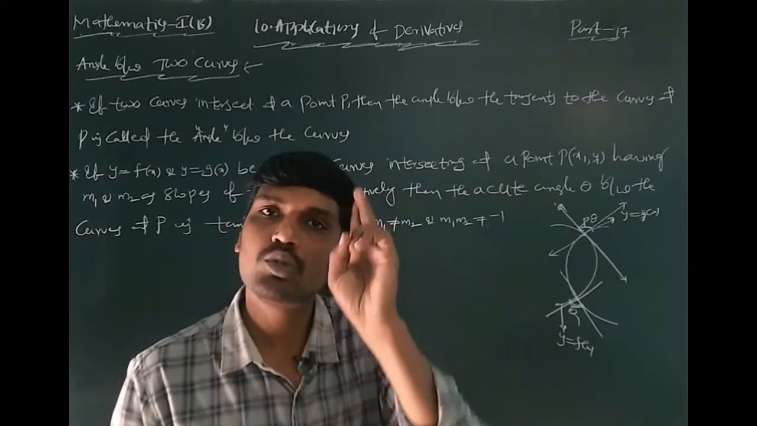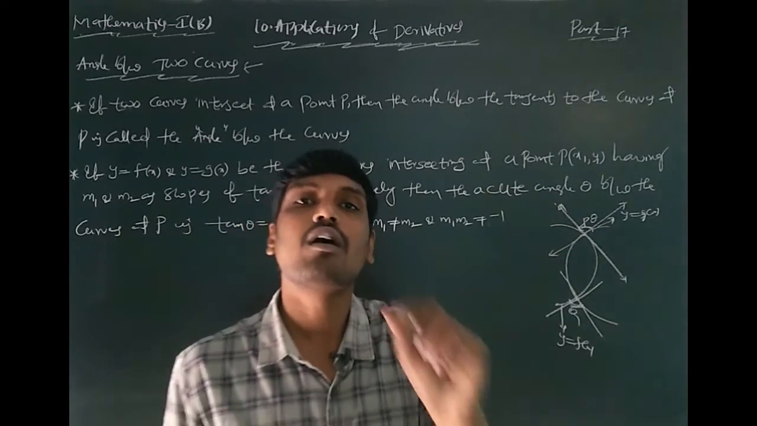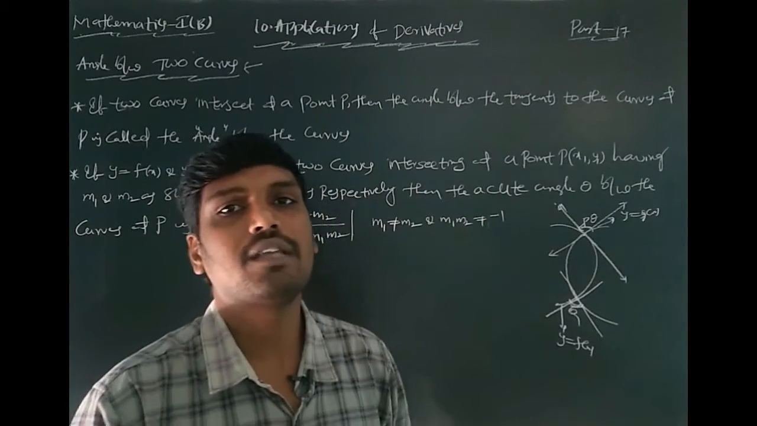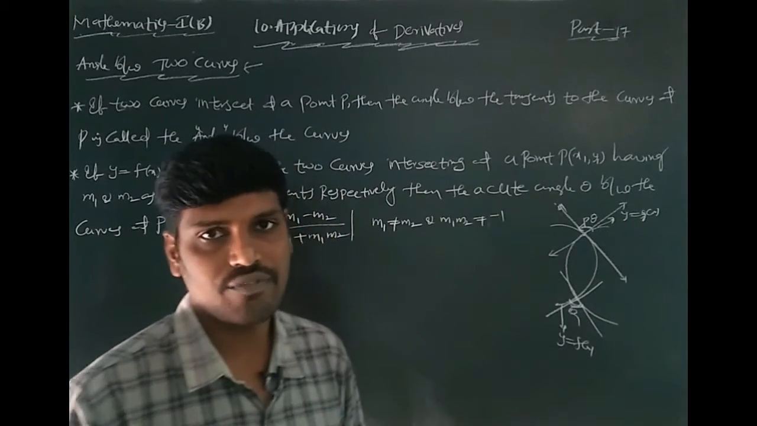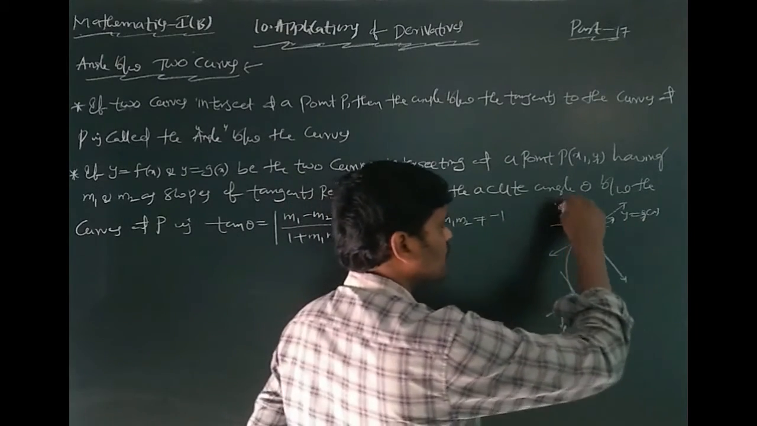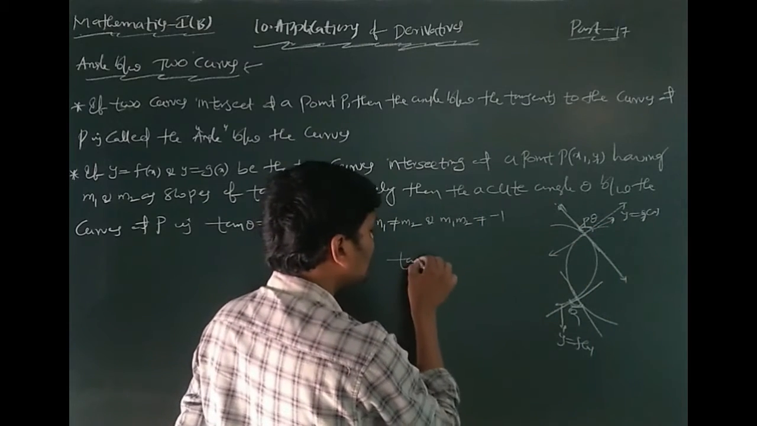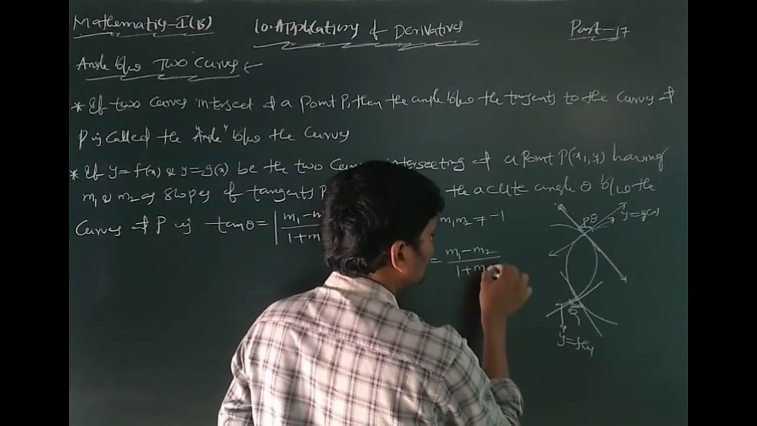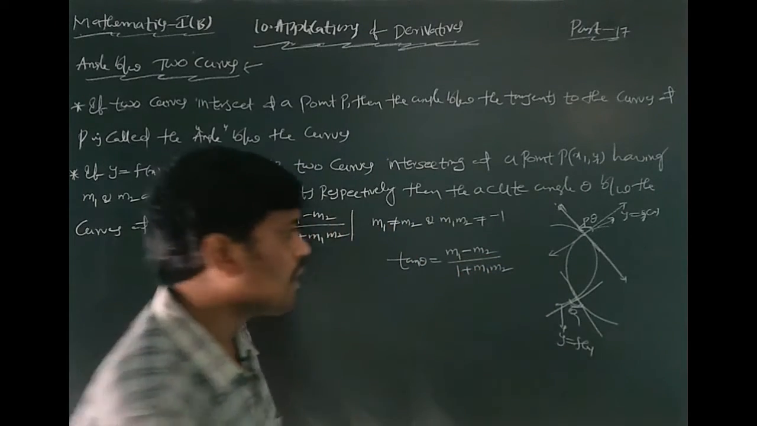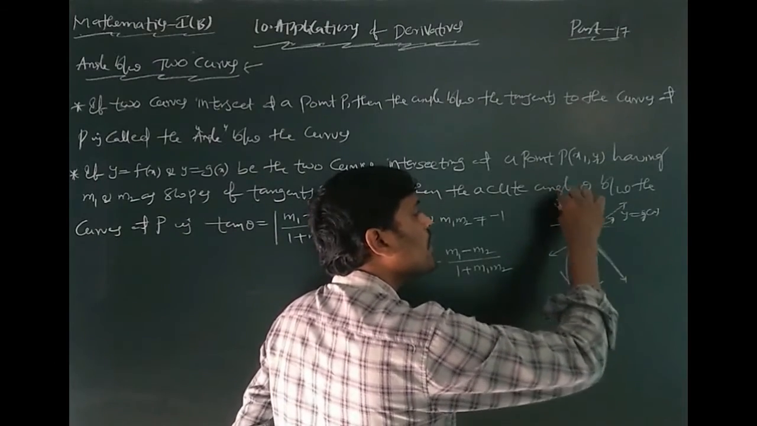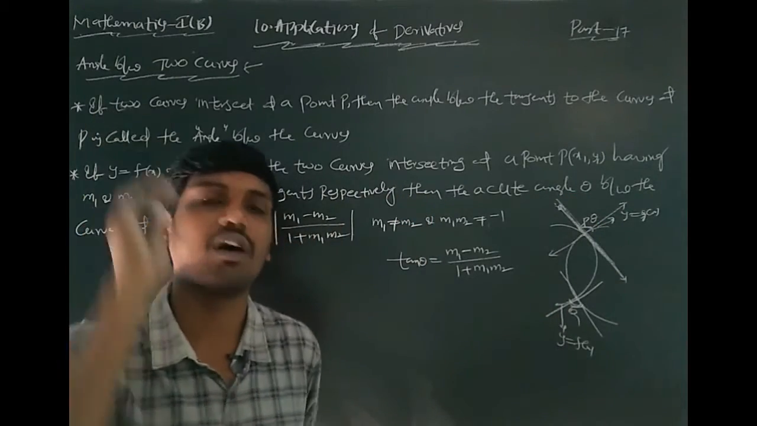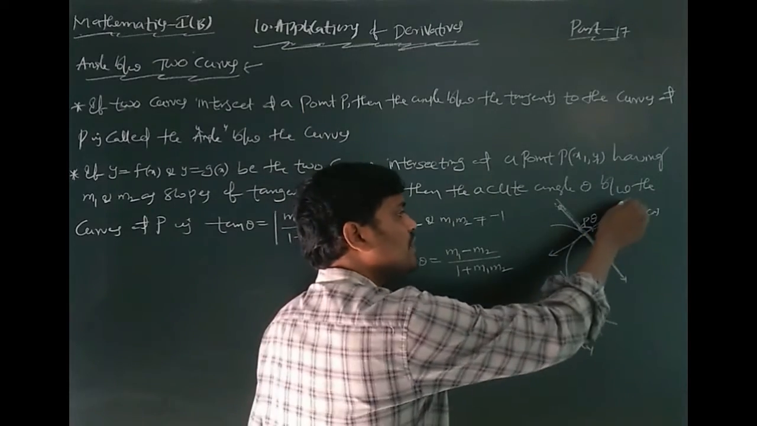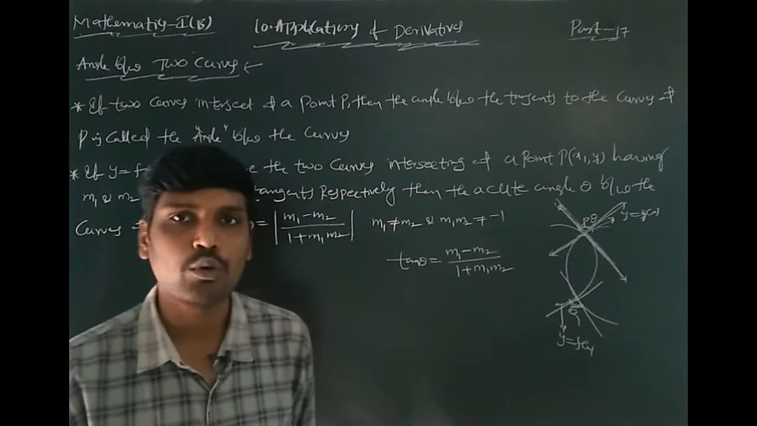Some curves intersect at two points, some curves intersect at only one point. That depends upon the curves. This is the definition of the angle between two curves. If the angle between the two curves is theta, then tan theta is equal to (m1 minus m2) by (1 plus m1 m2). This is the formula. In this formula, m1 is the slope of the tangent of the first curve, and m2 is the slope of the tangent of the second curve.